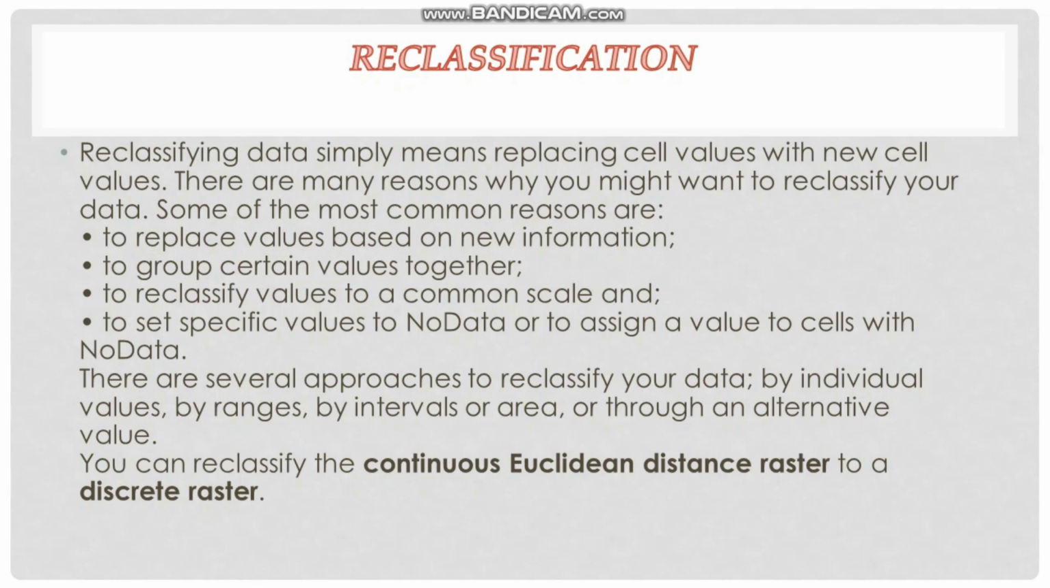Using reclassification, you can set specific values to no data, or assign a value to cells with no data. There are several approaches to reclassify your data: by individual values, by ranges, by intervals or area, or through an alternative value. You can also reclassify the continuous Euclidean distance raster to a discrete raster.